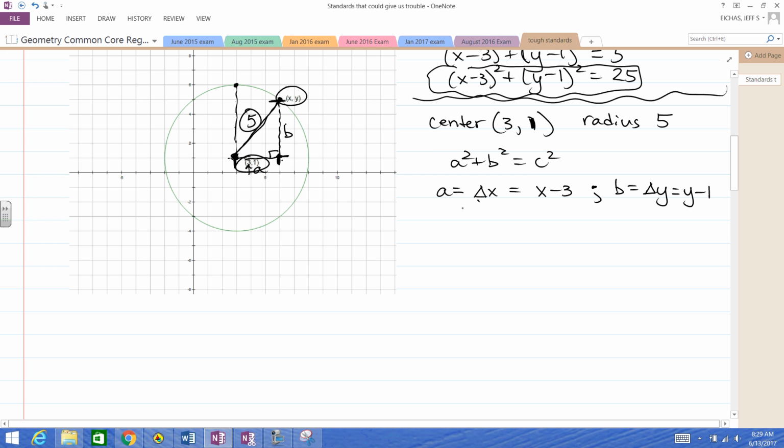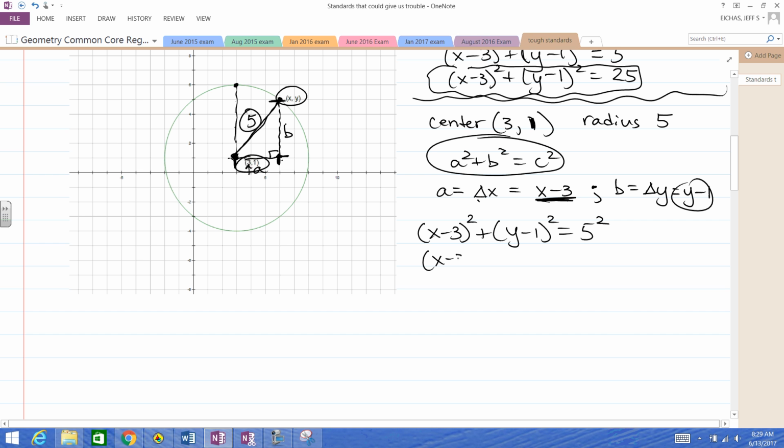Now we're going to substitute in. Instead of a, we sub in X minus 3, and then we square it, plus Y minus 1 as the substitution for b, squared, equals 5 squared. That is how you would develop or derive that equation. Let's rewrite it and finish it here. Along the way, you'd have to explain that, so mention some things like the Pythagorean theorem.